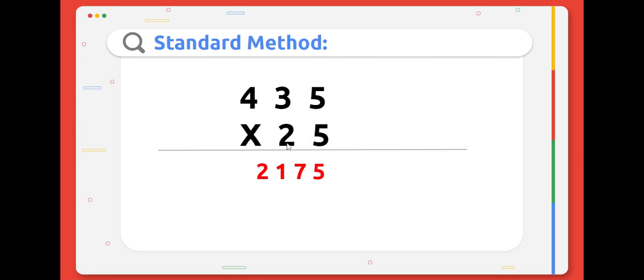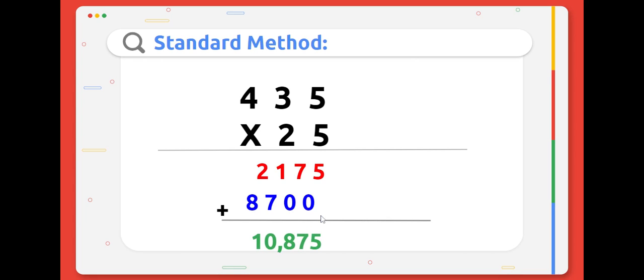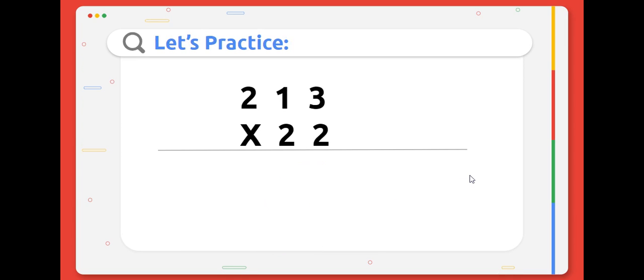Now we're moving into the tens position. So to do that, I have to put a 0 here. Okay, so that's that first 0. Then I said 2 times 5 is 10. I put the 0, carried the 1. 2 times 3 is 6, plus 1 is 7, and 2 times 4 is 8. Okay, so this represents the ones column. This represents the tens column. Now, to find my answer, I'm going to add them up. And that's going to get me 10,875. Great job.